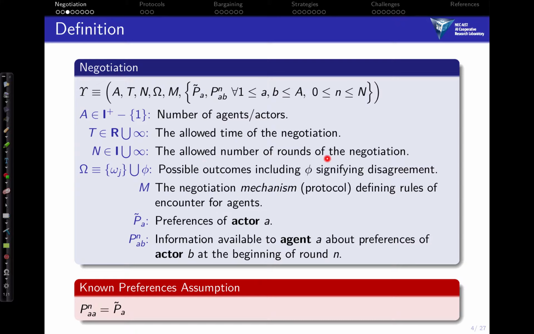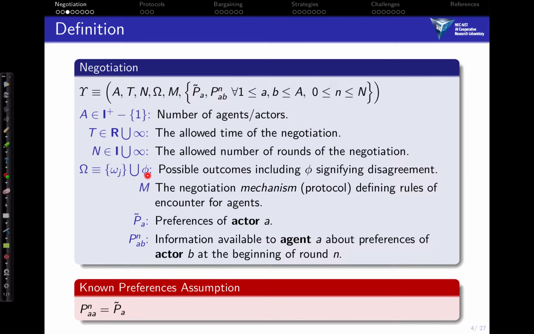And there can be an allowed number of rounds for the negotiation. This is just how many rounds there are. That's usually an integer, and the concept of a round is defined by the protocol. What a round is is something that the protocol defines. Then there is the outcome space, and that's a very important concept. The outcome space, usually represented by this capital omega, is all possible outcomes. So these are all the possible things we can agree on. And usually there is an implicit outcome, I will call it phi here, which signifies disagreement. By the end of the negotiation, we may disagree. And in this case, we say that the final agreement is phi.